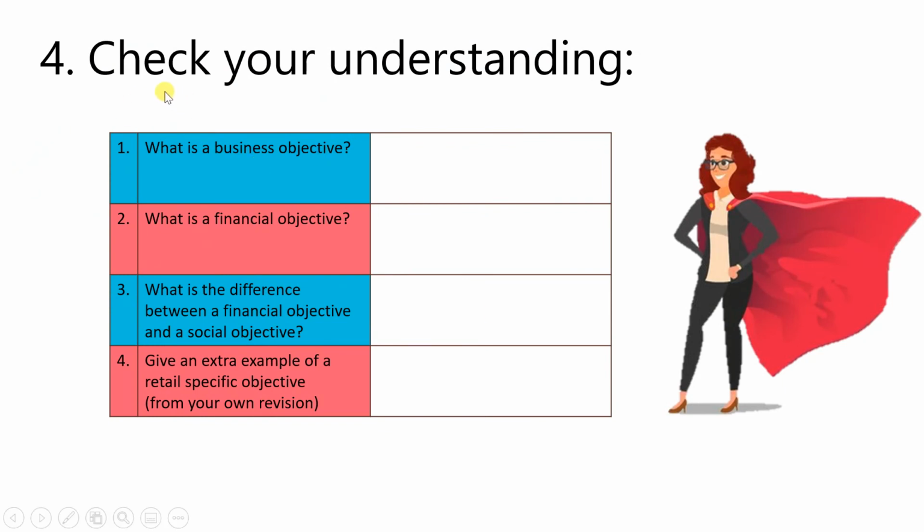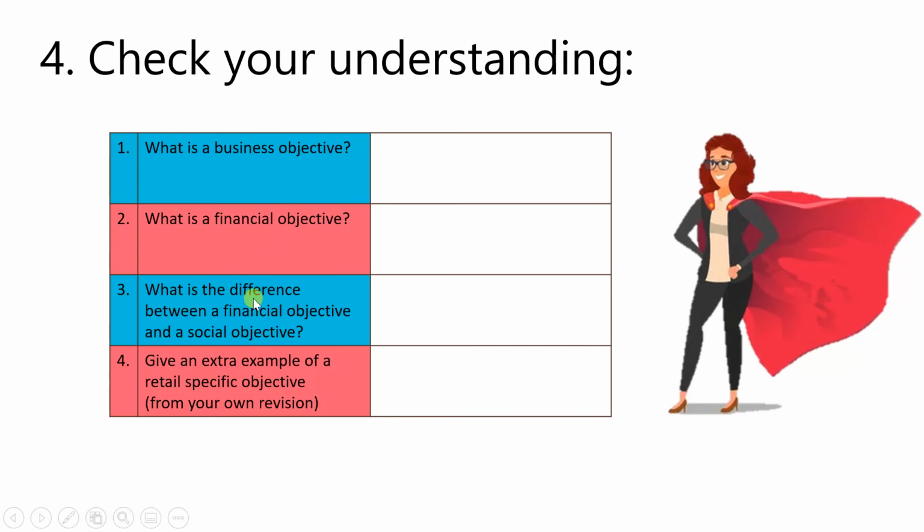Now you're on task 4, check your understanding, the final task. Try and do this without going back over the last slides as much as possible. You have 4 questions, you've got a box to fill in for each. Off we go. Number 1, what is a business objective? Number 2, what is a financial objective? Now remember, question 1 and 2 are objectives, they're not talking about aims. So we now want your definition of a financial objective.